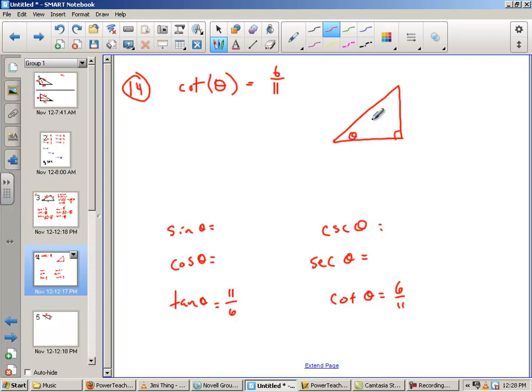I'm going to make this theta. This says that the opposite over the adjacent. So opposite would be right here. This would be 11 for the adjacent. I need to find my hypotenuse. So 6 squared plus 11 squared equals c squared. That's 36 plus 121 is 157, which doesn't have a perfect square root.